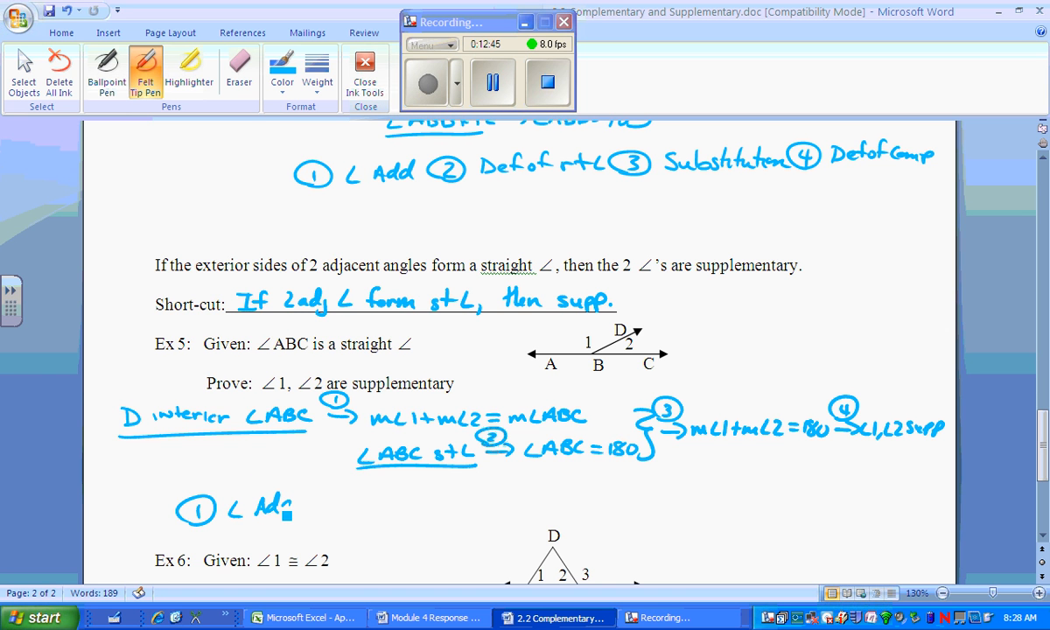So the first one was angle addition. The second one, we got definition of straight angle. Third one, we used our substitution method. And fourth, we ended with definition of supplementary.